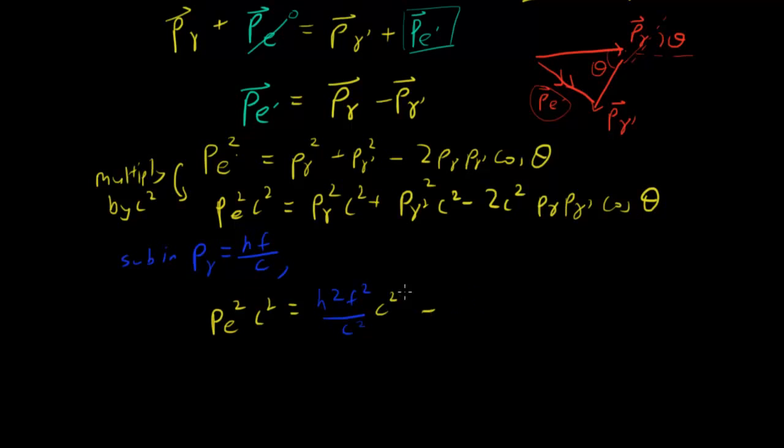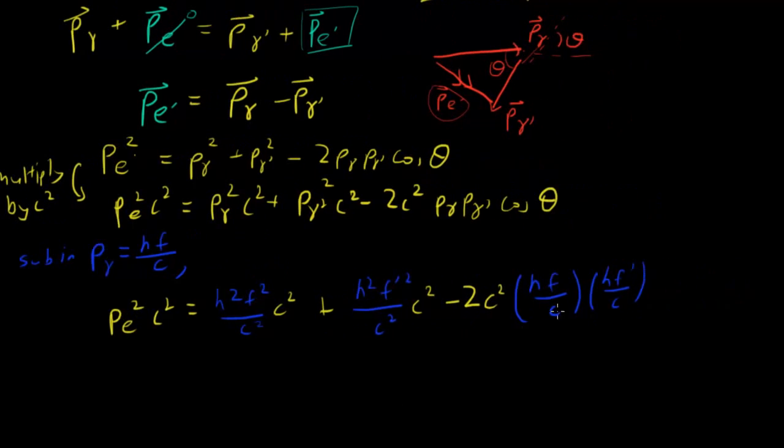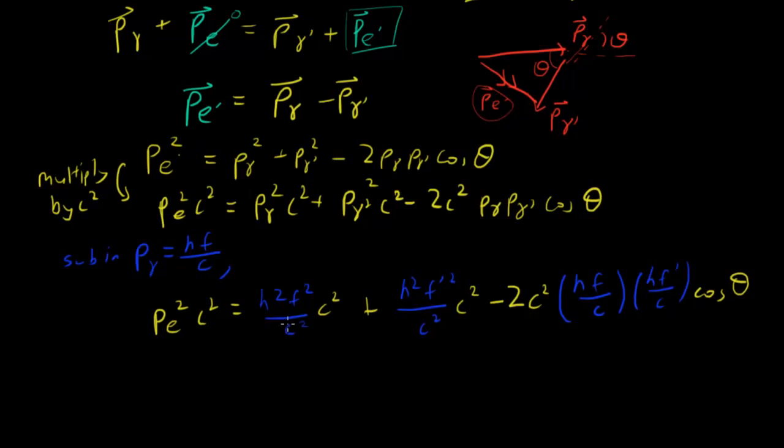h squared f prime squared over c squared multiplied by c squared, minus 2 c squared times hf over c multiplied by hf prime over c, and then we end off with a cos theta.